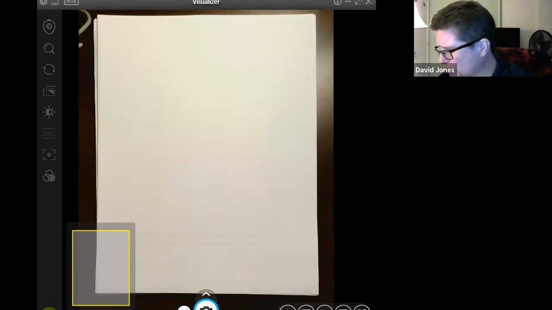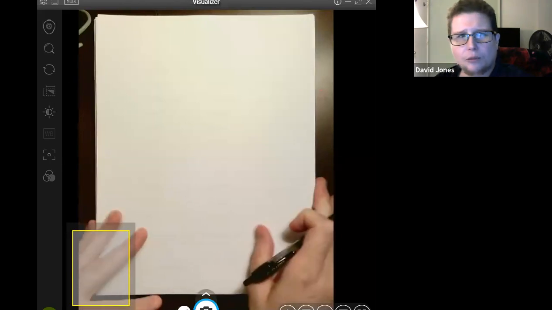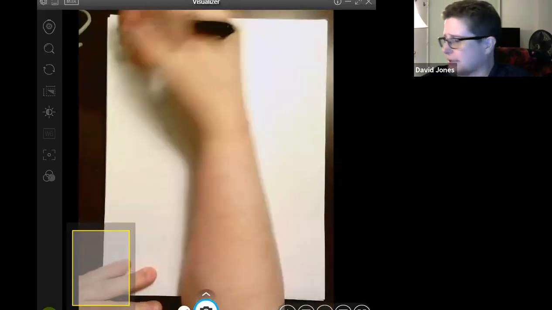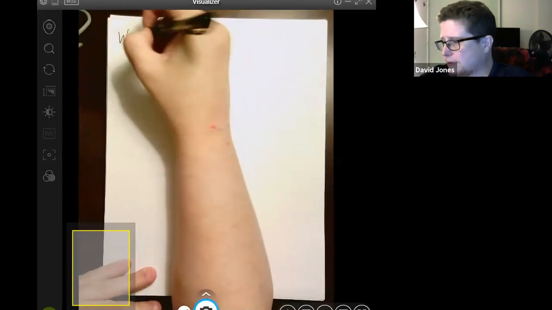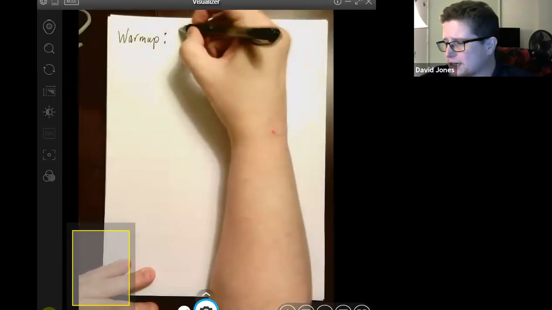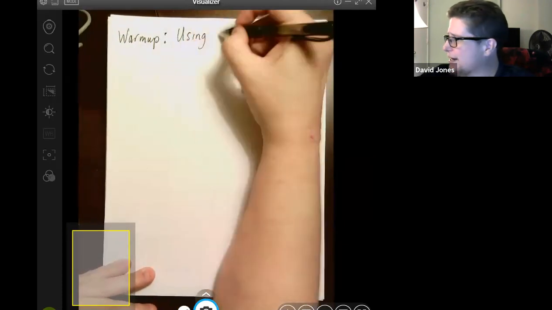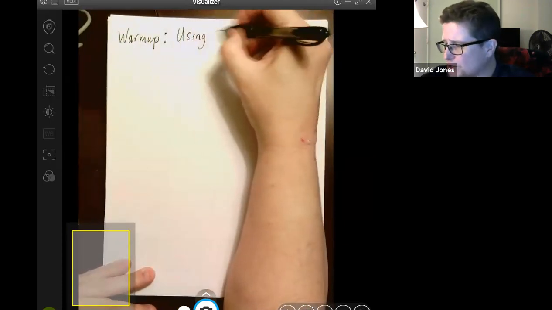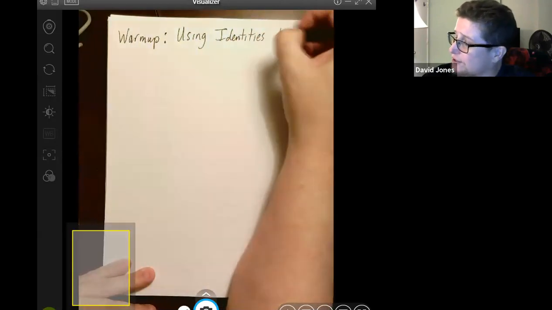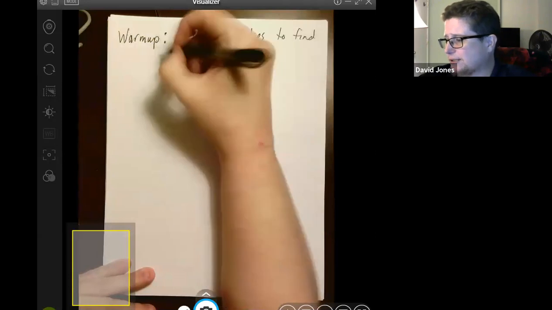So before we get started on 5.3, let's give you a little warm-up related to yesterday's work. This is similar to what we ended up doing last problem, using identities to find functions or trig values. Find the trig values.